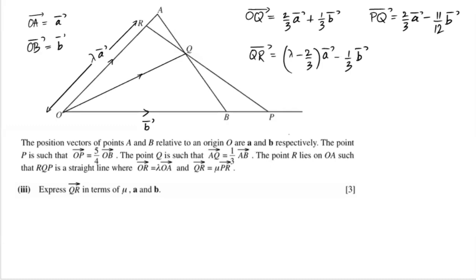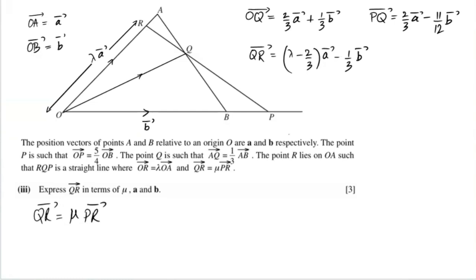Part three. This time we need QR in terms of mu, A and B. So you might get confused that we already got QR, but now we again are looking for the same vector, but this time it is in terms of mu, A and B. So this is a bit tricky part which can confuse students. How do we get that separate path? So we know that QR is mu times PR.